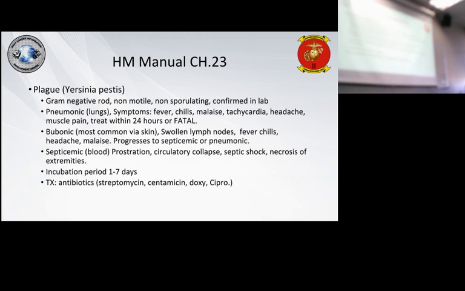The plague. You would have a gram-negative rod, non-motile, non-sporulating, confirmed in the lab. It can be pneumonic, so in your lungs, and your symptoms are the fevers, chills, tachycardia, headache, muscle pain. Treat in 24 hours or fatal. The bubonic, most common via skin: swollen lymph nodes, fevers, chills, headaches, malaise. Progresses to septic or pneumonic. Alright. And then blood perspiration, circulatory collapse, septic shock. And the incubation period is 1 to 7 days. Treatments are antibiotics. Next.